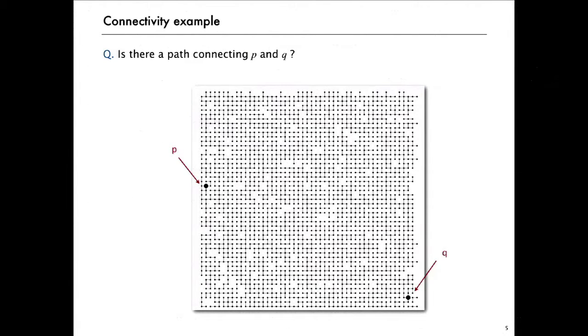So here's a much bigger example. And you can see that we're going to need efficient algorithms for this. First of all, you can see we're going to need a computer for this. It would take quite some time for a human to figure out whether there's a connection. In this case, there is a connection.